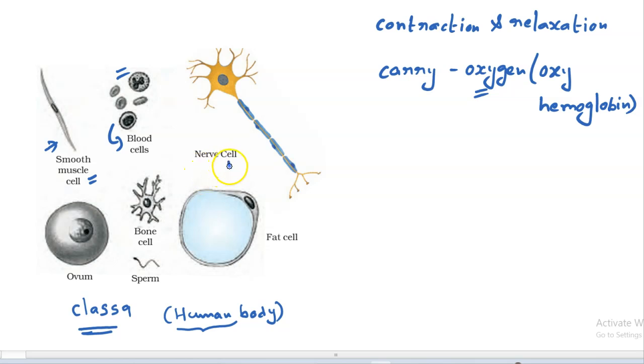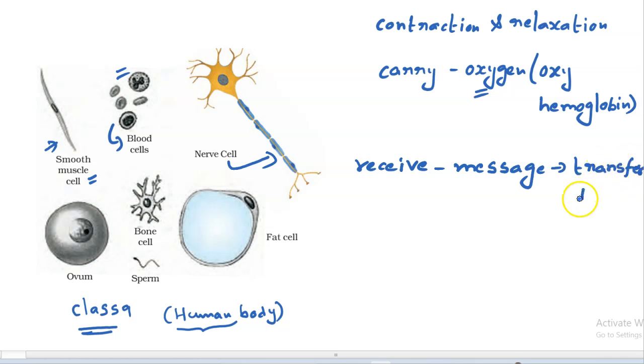Another example mentioned is nerve cell. Nerve cell is involved in receiving and transmitting messages. It receives messages from different parts of the body and transfers them to the brain. This is the major function of nerve cell, that is, to transmit messages throughout the body.